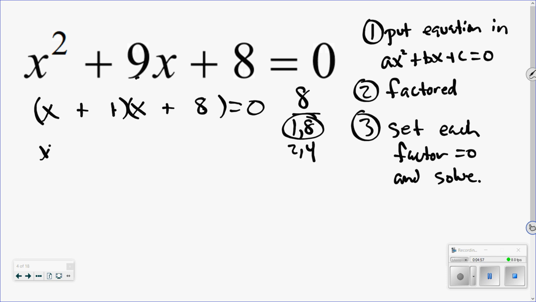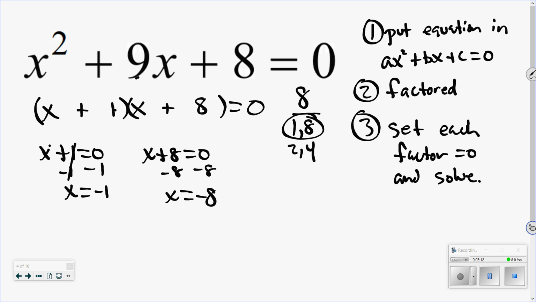I take the x plus 1, set it equal to 0. And now an x plus 8, set it equal to 0. So in this one, I just minus the 1 over. There's one of my answers. x equals -1. Minus the 8 over. Yeah, there's my two solutions. x equals -1, x equals -8.